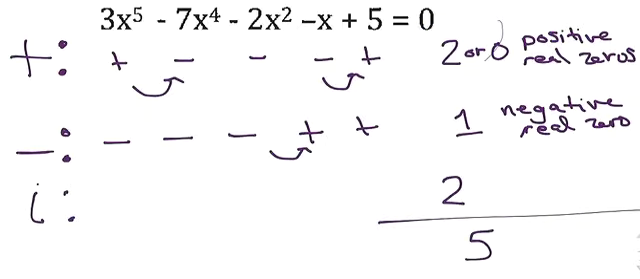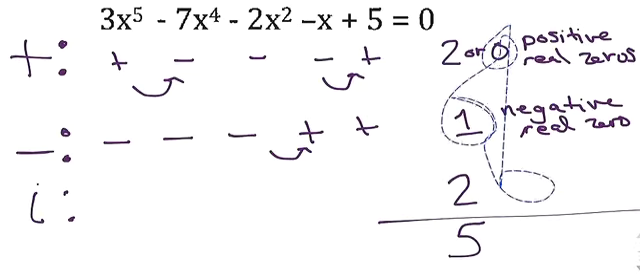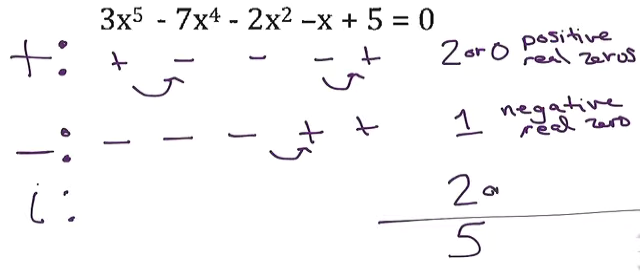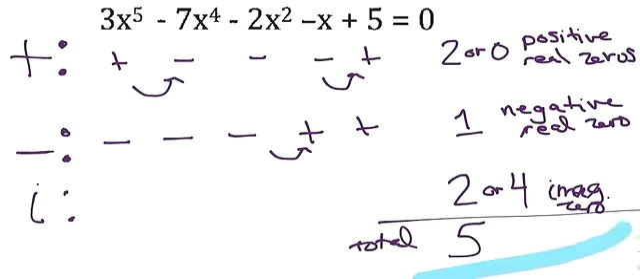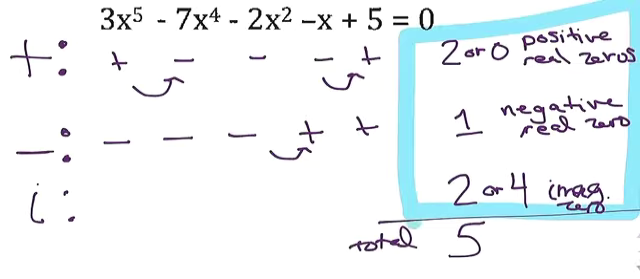I have another option though, because I could have 0 of these, 1 of these, and a different number. That's going to have to be a 4. So if we're looking for Descartes' rule of signs, this is what we're looking for right here. Technically, we don't need the 5, but it doesn't hurt.